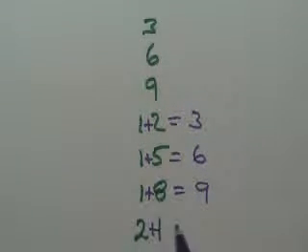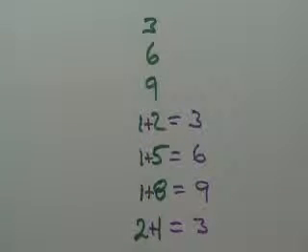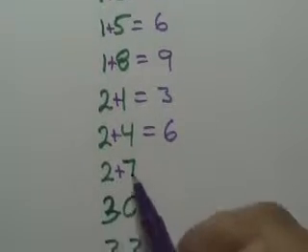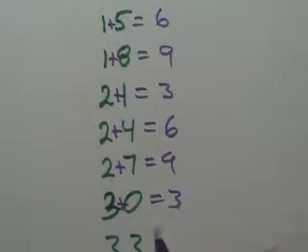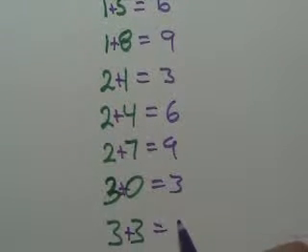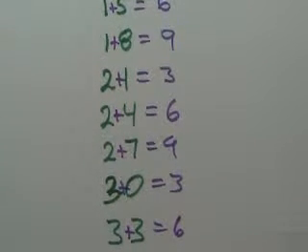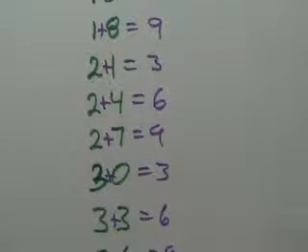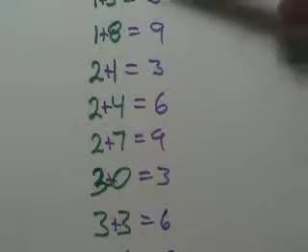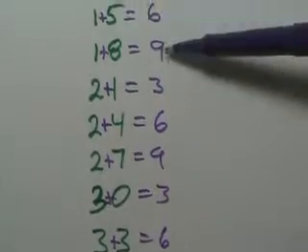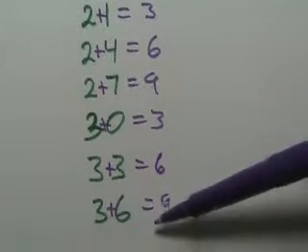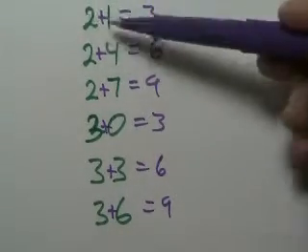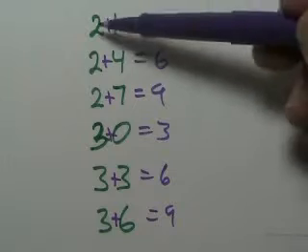Next, if I add this, 2 plus 1, 3. 2 plus 4, 6. 2 plus 7, 9. 3 plus 0, 3. 3 plus 3, 6. 3 plus 6, 9. Do you notice that if we add the digits, they always end in either a 3, 6, or 9? Then 3 will go into that number. That's how we detect if 3 will go into a number.